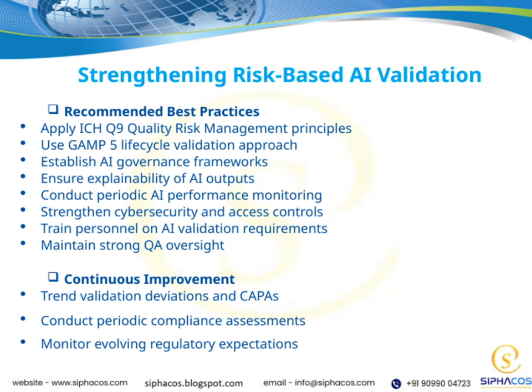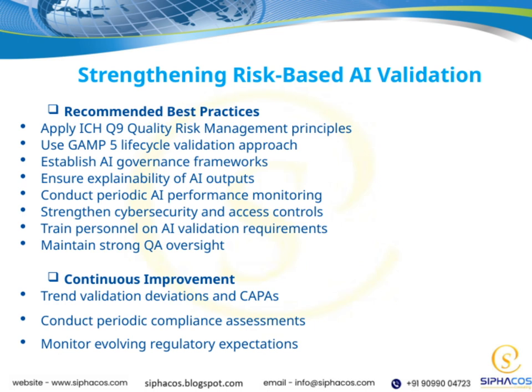First, it's essential to apply ICH Q9 quality risk management principles, which help us systematically identify and mitigate risks associated with AI. Using the GAMP5 lifecycle validation approach provides a structured framework for ensuring AI systems are validated throughout their lifecycle, from development to retirement. Establishing robust AI governance frameworks is also critical. These set clear responsibilities, policies, and oversight mechanisms to keep AI aligned with regulatory and organizational expectations.